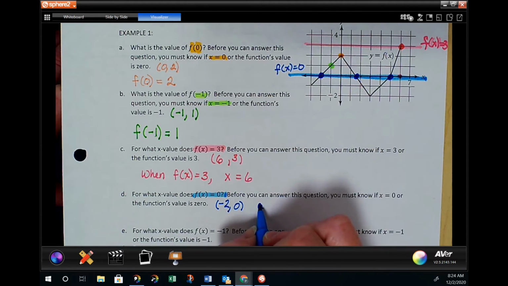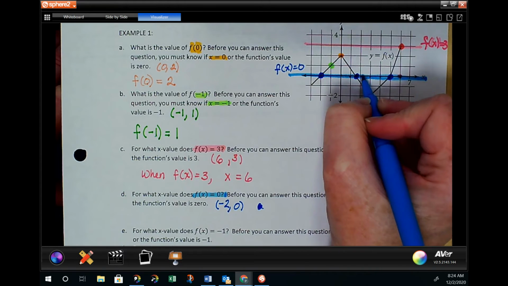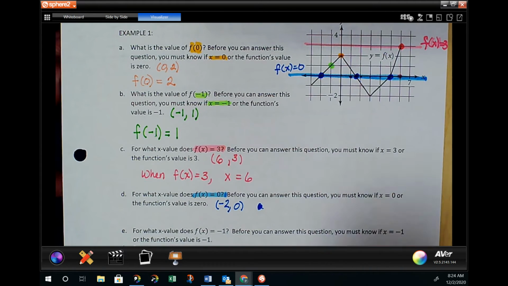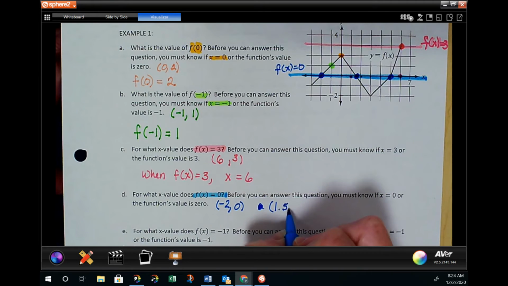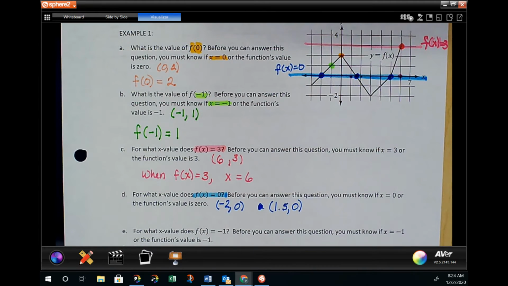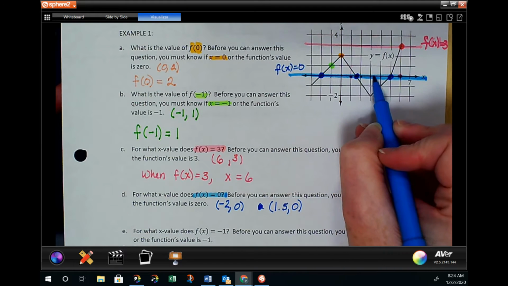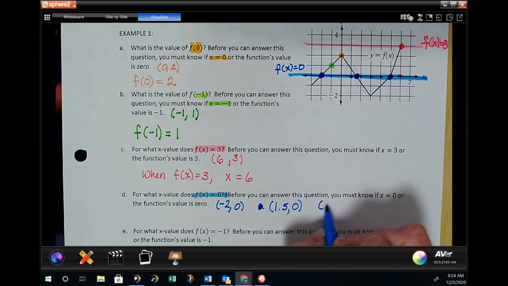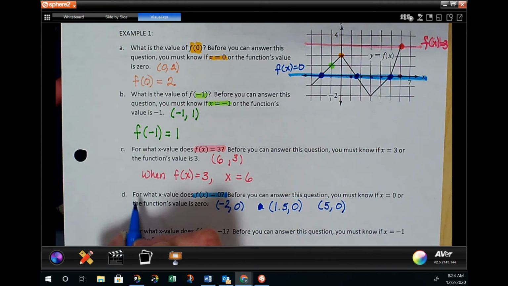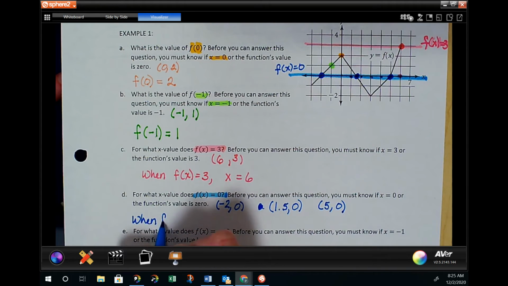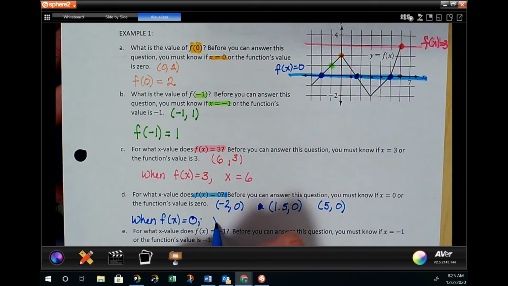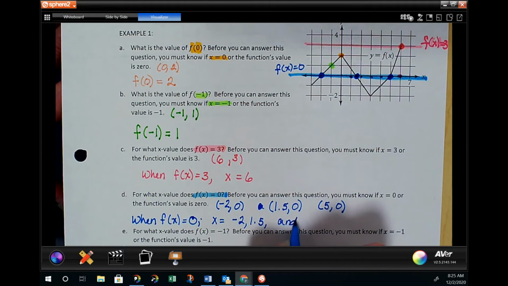And then I have another point. And this one, I'm just going to assume in between 1 and 2 is about 1.5. We're just making a prediction from a graph. Graphs are never totally perfect, but we're just going to make that prediction. And then this one, I have 1, 2, 3, 4, 5. So when x is 5, I'm at 0. So when f of x is equal to 0, x is going to be -2, 1.5, and 5.